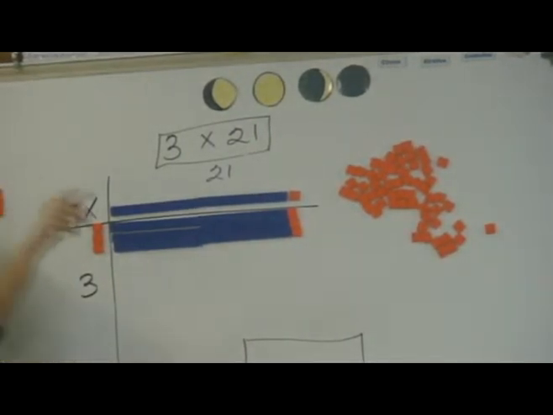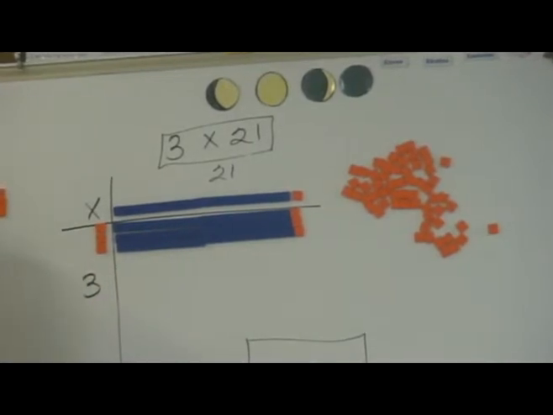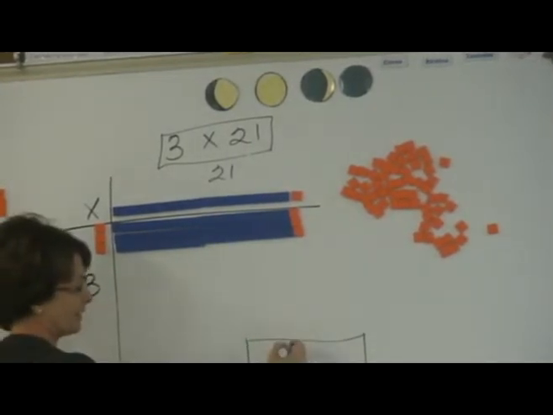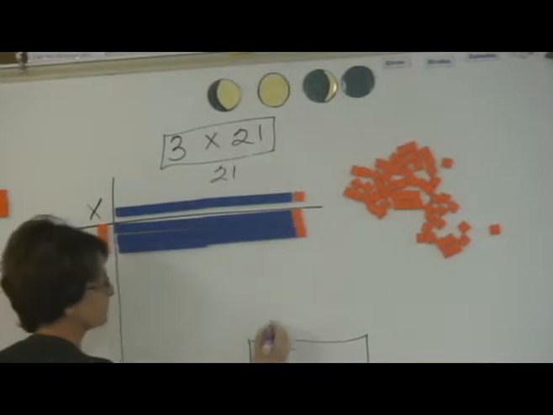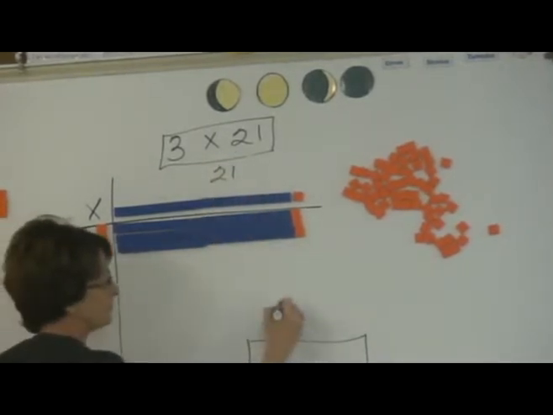Oh, he's going to participate now. Yes, what do you have? 63. All right, then we're going to write it in an open area model. Am I calling it right? So we have 21.